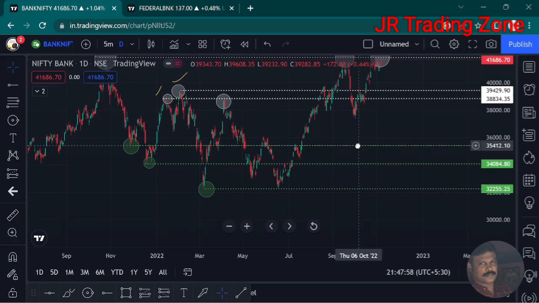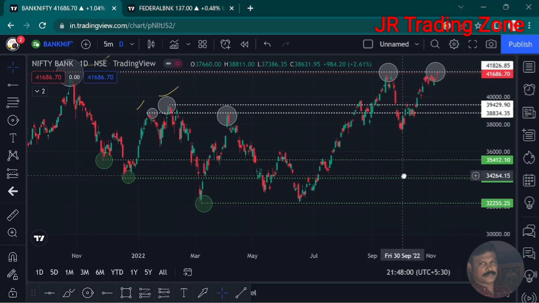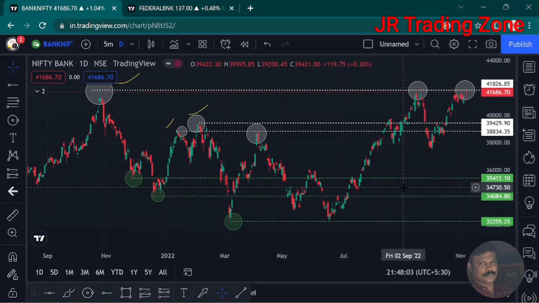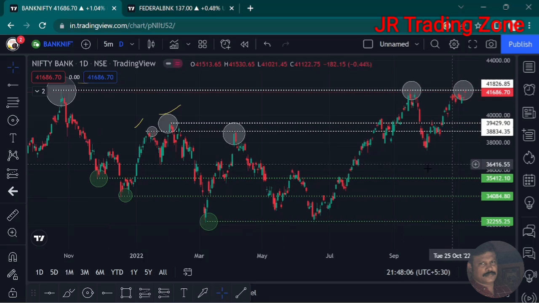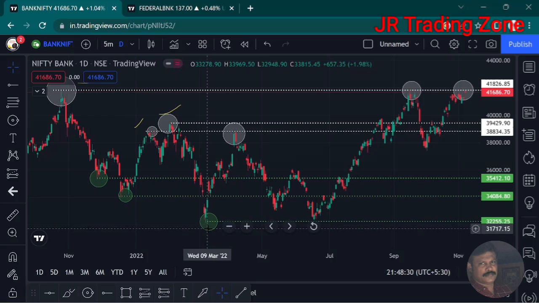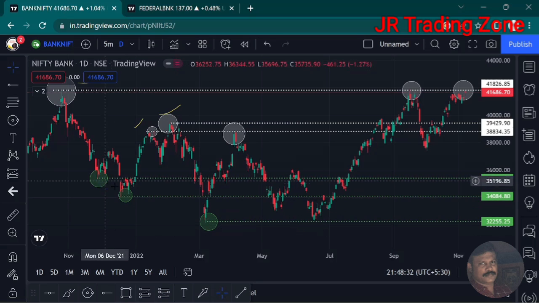Actually, we have drawn in our chart. I think you can see it clearly. We'll make it somewhat big. Okay, now, fine. 1, 2, 3. These 3 supports we have drawn already because these are all swing lows. Now you see, this was drawn in the month of November. Okay. Then this one December, this one March. 3 swing lows.